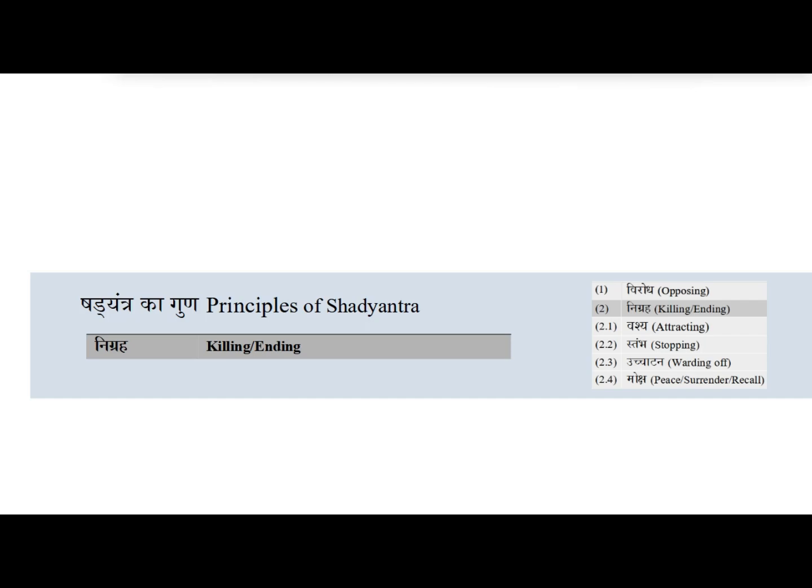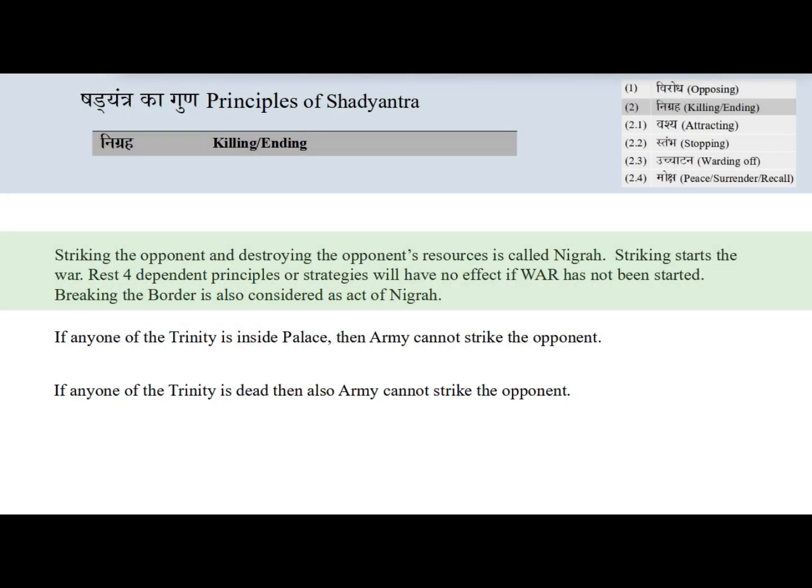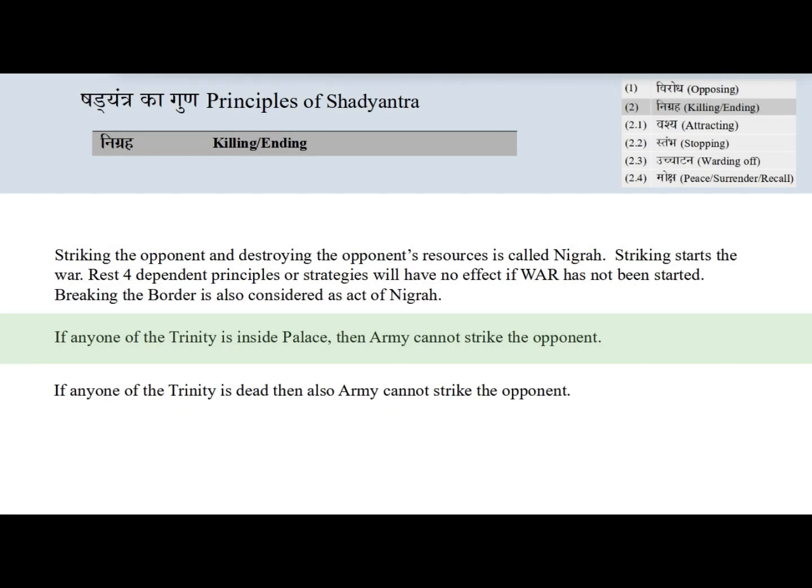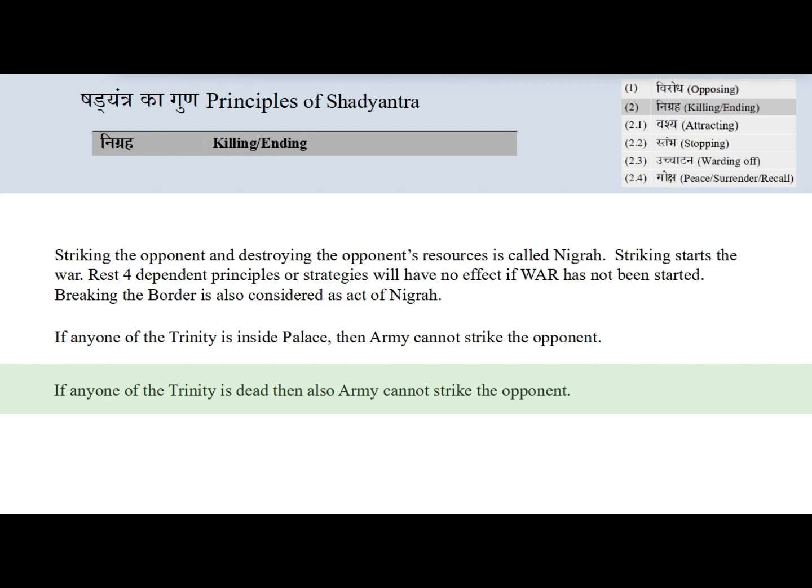We will now discuss in brief the second principle, called Nigraha or killing. Striking the opponent and destroying the opponent's resources is called Nigraha. Striking starts the war. The remaining 4 dependent principles or strategies will have no effect if the war has not been started, which is why we have marked them as 2.1, 2.2, 2.3 and 2.4. If any one of the trinity is inside the palace, then the army cannot strike the opponent. If any one of the trinity is dead, then also the army cannot strike the opponent.